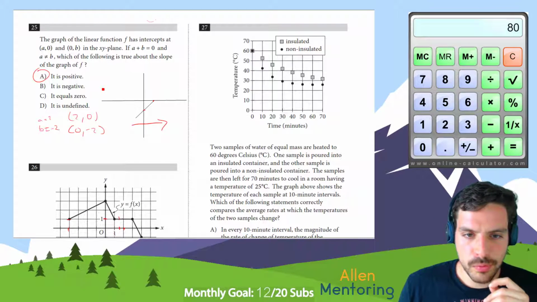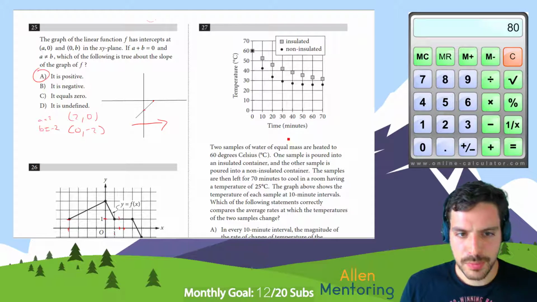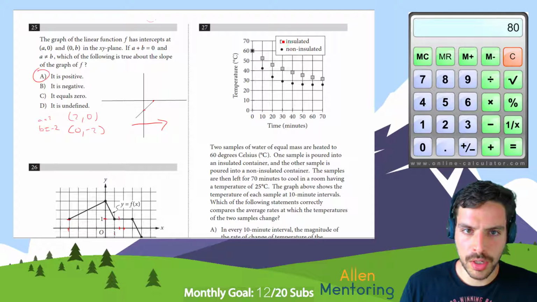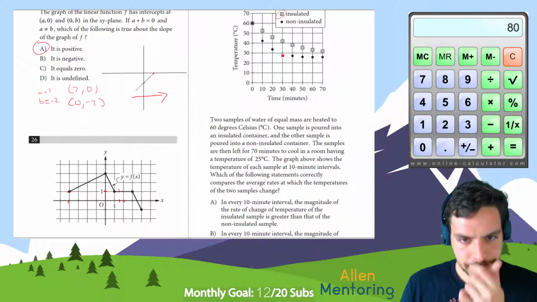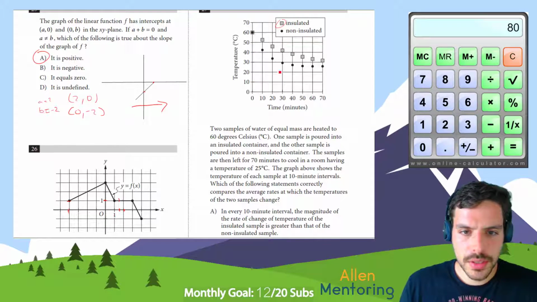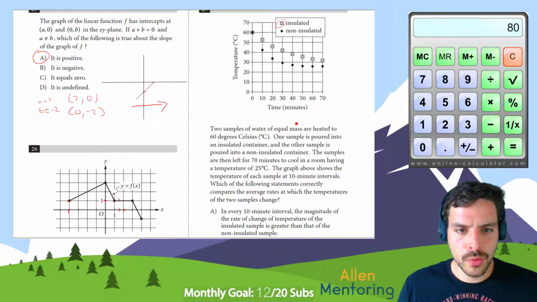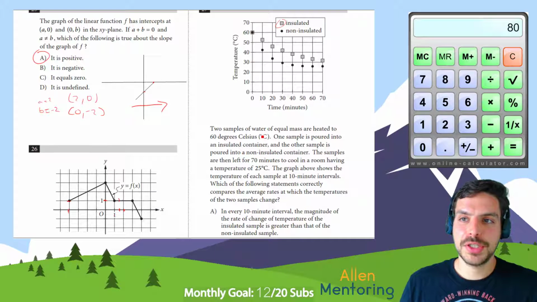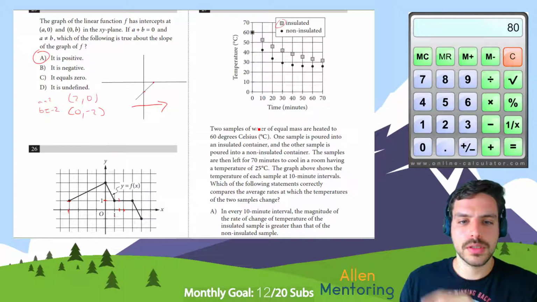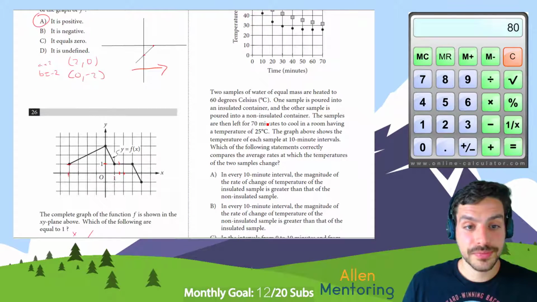So, okay, 2 samples of water of equal mass are heated to 60 degrees Celsius. 1 sample is poured into an insulated container, which are these squares. The other sample is poured into a non-insulated container, which are the circles. The samples are then left for 70 minutes to cool in a room that's 25 degrees. The graph shows the temperatures of each sample at 10-minute intervals. Which of the following statements correctly compares the average rates at which the temperatures of the 2 samples change?